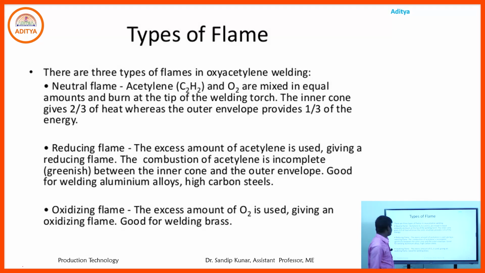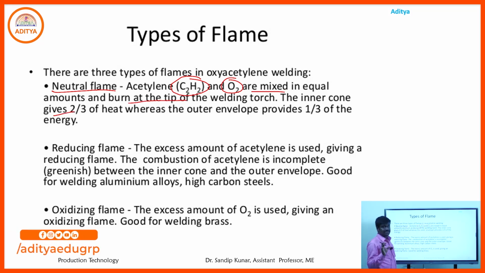Types of flame. What are the types of flame? Generally there are three types of flame. First one is the neutral flame. In case of neutral flame, acetylene, C2H2, and O2 are mixed in equal amounts. At the tip of the welding torch, the inner cone gives 2/3 of the heat, whereas the outer envelope, means secondary combustion, generates 1/3 of the heat in case of neutral flame.